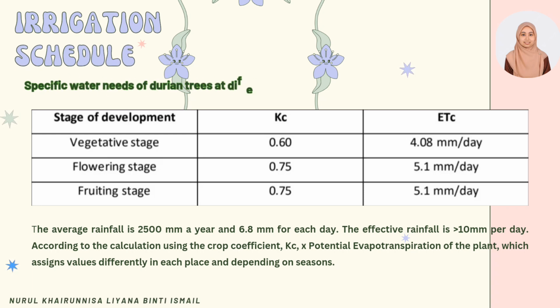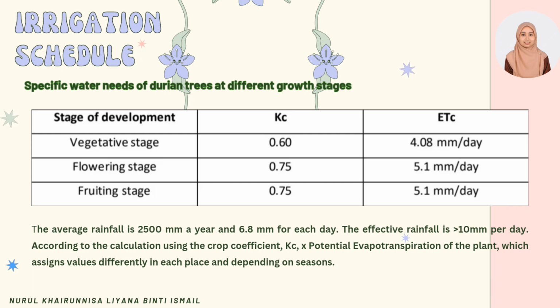Next, I will explain the irrigation schedule based on specific water needs of durian tree at different growth stages. Irrigation water requirement is the quantity of water that must be supplied to durian tree through the growing stage. Drip irrigation was used as water supply for this orchard. The average rainfall is 2,500 mm a year and 6.8 mm for each day. The table shows crop water requirements for different stages. Vegetative stage gets 4.08 mm per day, and flowering stage and fruiting stage get 5.1 mm per day.